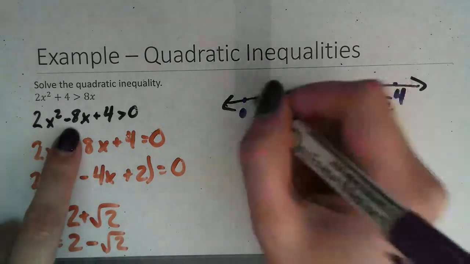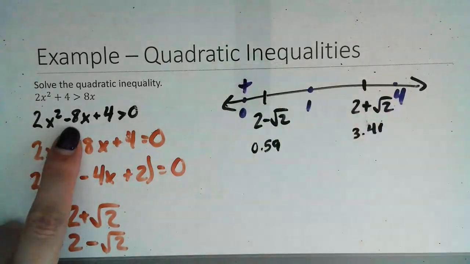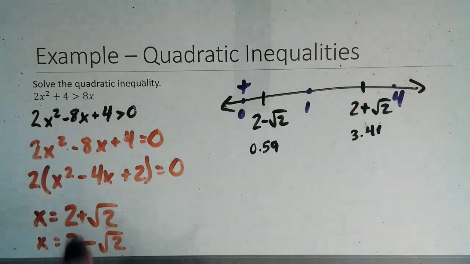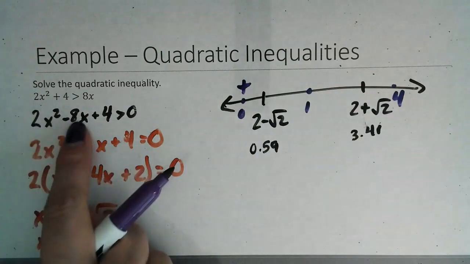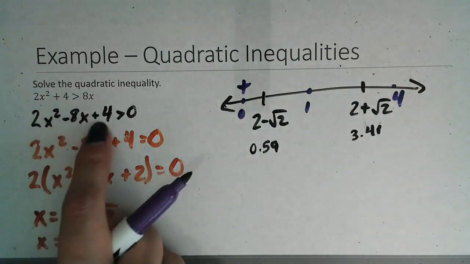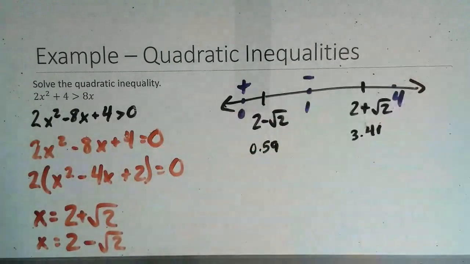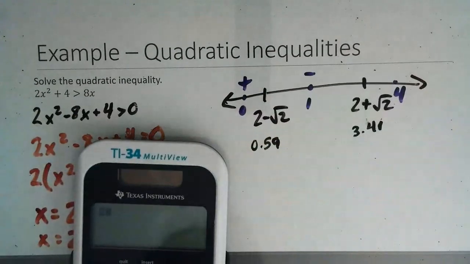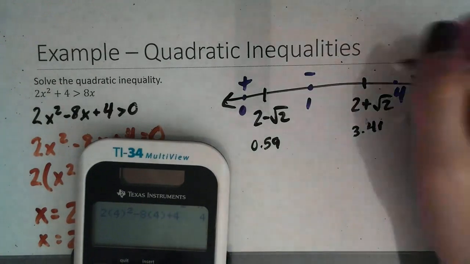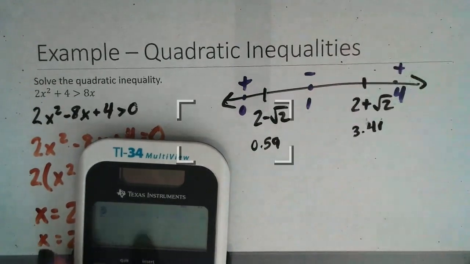If I plug in 0, I'm going to get a +4. If I plug in 1, I'll have 2 minus 8, which is a -6. -6 plus 4 is a -2, so that's negative. And if I plug in 4, I get a +4, which is positive.